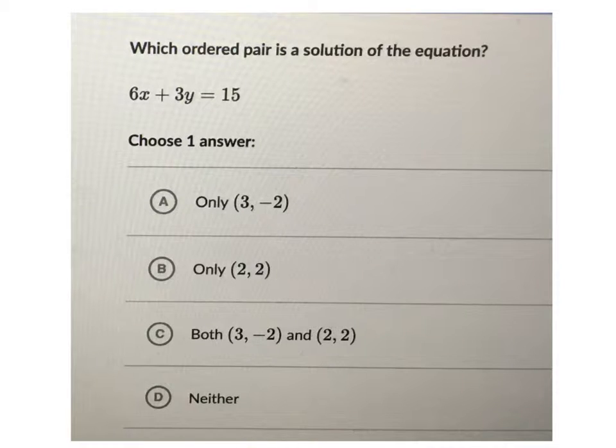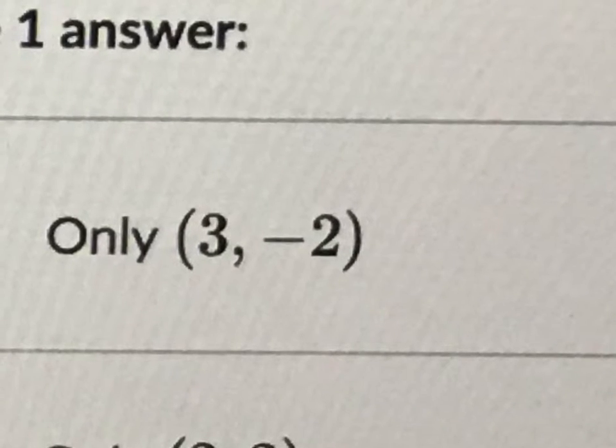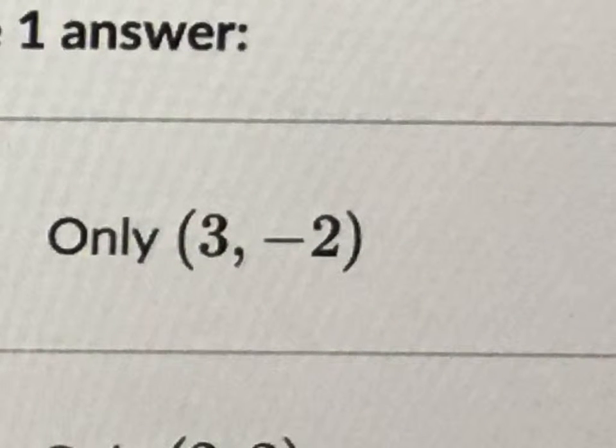All right, so we're evaluating if either this or this are solutions to this equation right here. Now, what's important for you to understand is this right here is called an ordered pair. Say that real quick. Ordered pair. Okay? And in an ordered pair, the first number is always representative of x, and the second number is always representative of y.